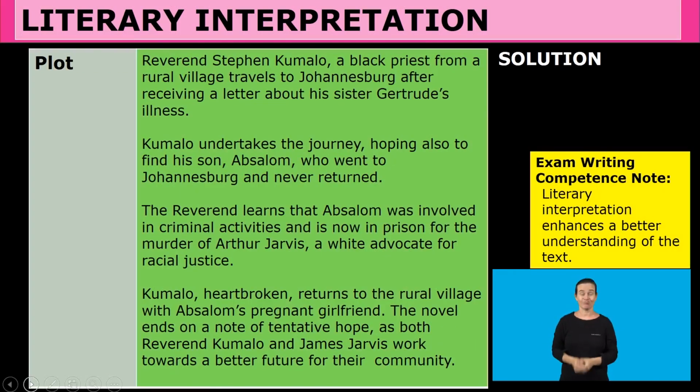Our plot. Reverend Stephen Khumalo, a black priest from a rural village, travels to Johannesburg after receiving a letter about his sister Gertrude's illness. Khumalo undertakes the journey, also hoping to find his son Absalom, who went to Johannesburg and never returned. The Reverend learns that Absalom was involved in criminal activities and is now in prison for the murder of Arthur Jarvis, a white advocate for racial justice. Khumalo, heartbroken, returns to the rural village with Absalom's pregnant girlfriend. The novel ends on a note of tentative hope as both Reverend Khumalo and James Jarvis work towards a better future for their community.